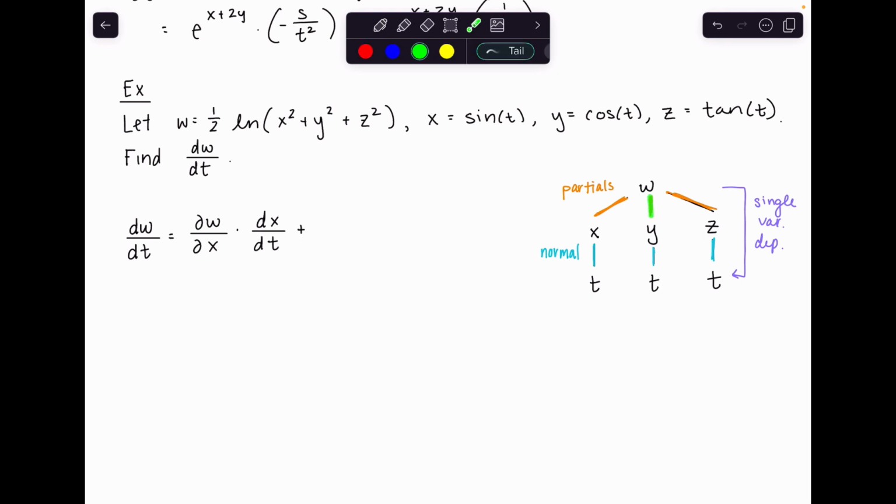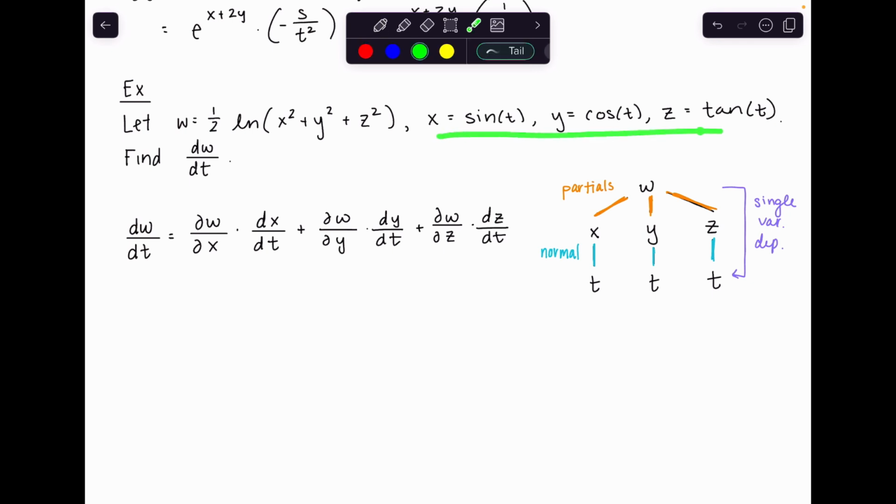Second path is through y and then to t. The first one is a partial, and then it is a full derivative. And my final is through z to t. The first is a partial, and then the second is a normal derivative. Okay. So all I need to do is fill in each of these derivatives.